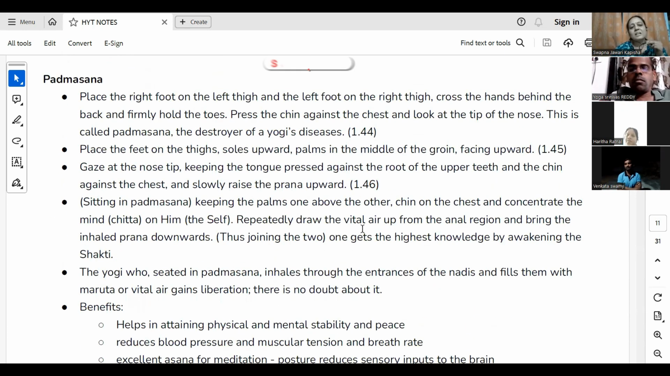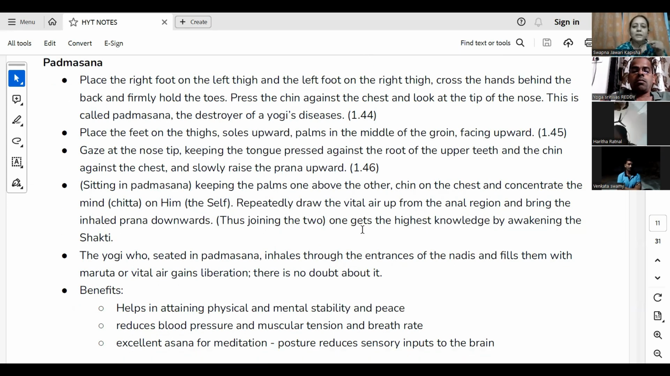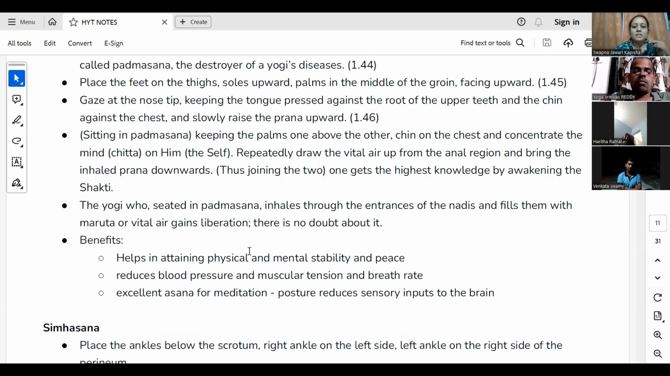So the second asana is Padmasana. This is also the lotus pose, as we say. I am not explaining the pose, you might already know it. So what is the main benefit of Padmasana? The yogi who sits in Padmasana inhales through the entrances of the nadis and fills them with maruta. Maruta is nothing but air. With air, it helps for liberation. There is no doubt about it.